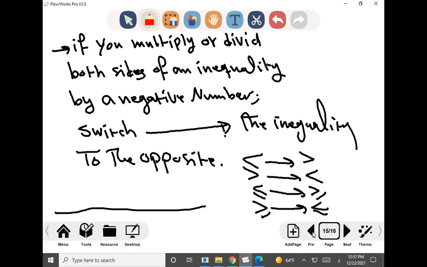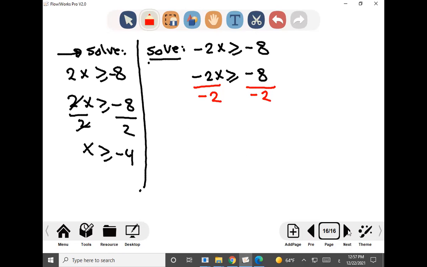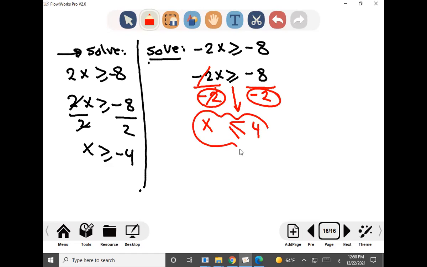If you divide or multiply both sides of the inequality with a negative number, switch the inequality to the opposite. Here I divide both sides by a negative number. So x stays x, but the inequality, you switch it. Got it? Negative 8 divided by negative 2 is positive 4. It was more than or equal, it became less than or equal.